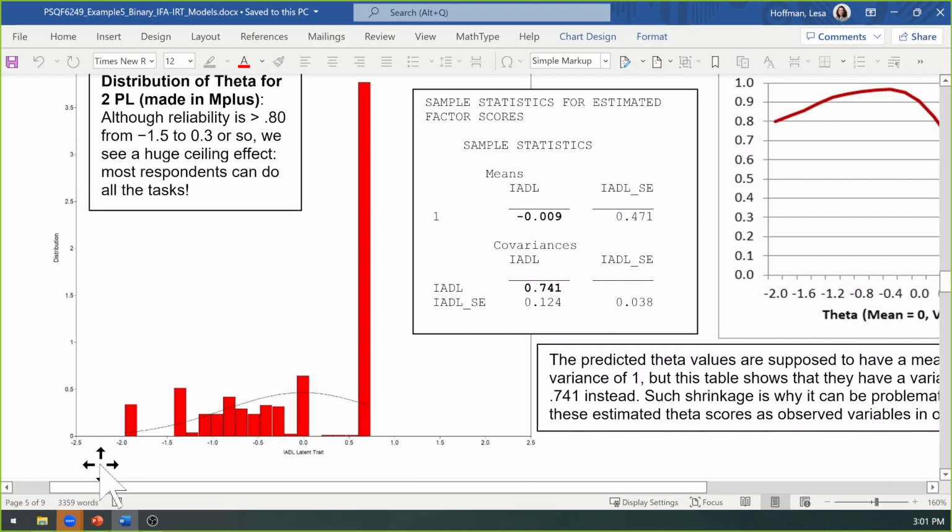I also appear to have a bit of a floor effect. So there's a few people over here, a little pile over here, where maybe they can't do any of it. And so I don't know truly how low they are. I would need to come up with even easier items to be able to assess where they stand on the low end of the theta continuum.